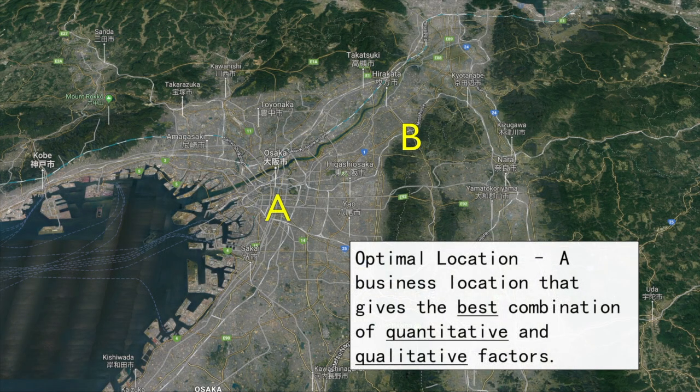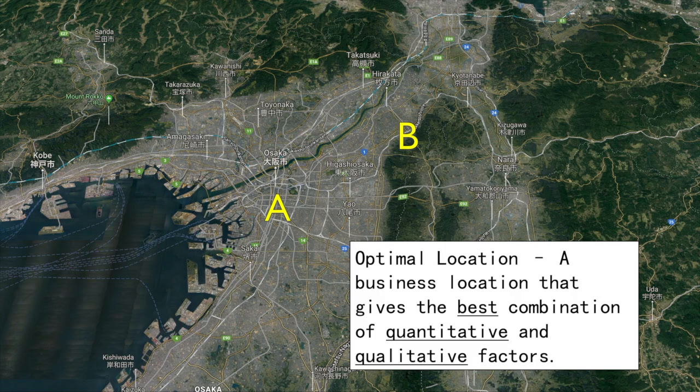Well, the term we need to use is optimal location. Optimal location is the best location that gives us a combination of quantitative and qualitative factors. Now, hopefully by now we understand what these terms mean. So, what are these quantitative and qualitative factors that we should be considering?